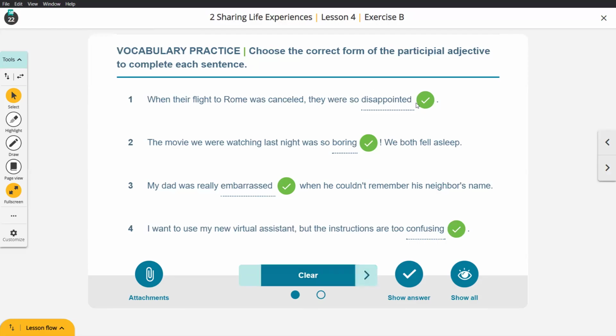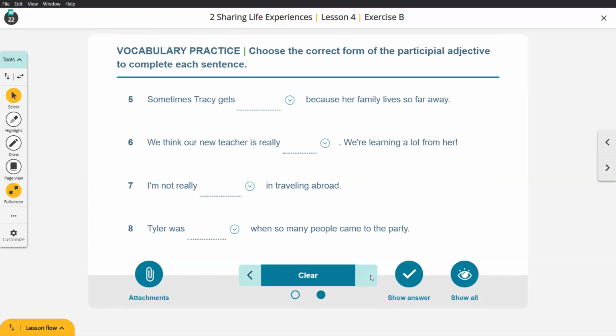And before we pass to the second part, look at this. They were disappointed. We are referring to a person. They. It is supposed that there are different people. The movie we were watching last night was boring. What was boring? The movie. That's why it's with ing. My dad was really embarrassed. Who was embarrassed? My dad. I want to use my new virtual assistant, but the instructions are too confusing. So in this case, ing, because we are talking about instructions, and that's considered like a thing, an object.